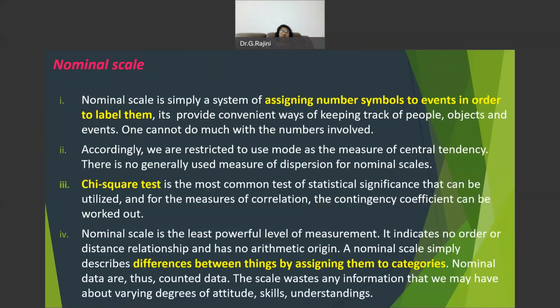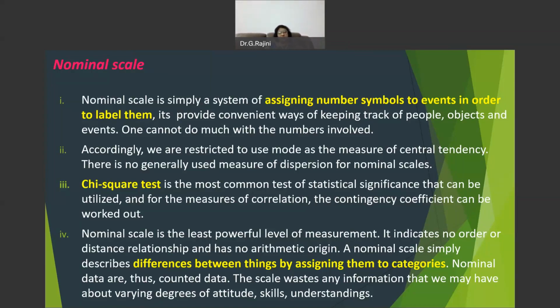Okay, so you just assign numbers to certain things. That's all. Just give numbers. So accordingly, we are restricted to use mode as the measurement of central tendency. So we can't measure central tendency, or you can't measure dispersion. Supposing we ask them what color you like, they may say red, yellow, green. So you give numbers to each one, but you can't come out with the measures of central tendency like mean, median, and all for that, because it's absolute number.